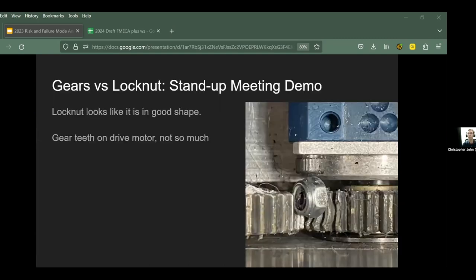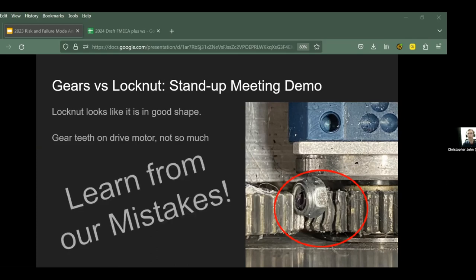Here we have a strong lock nut and the gear teeth have failed. When we bend or break things or spend way too much time trying to get something to fit, we should be sharing that with a lead or an FPM, a feature project manager, so that they can share during demos. Remember, more people can learn from our mistakes if we share them.